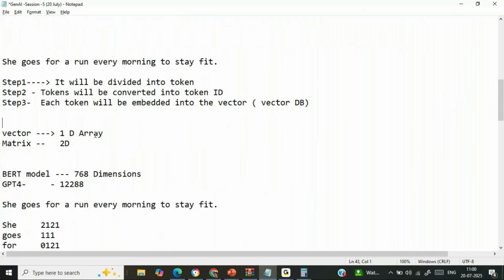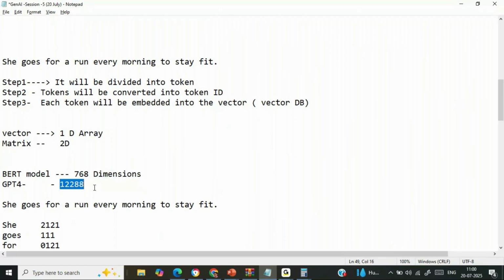Say GPT 3 has 12288 dimensions, and the BERT model has 768 dimensions. It means every token inside the BERT model has 768 weights. Default weights. Those particular weights will be fine tuned when passing through the attention mechanism and the MLP mechanism, the MLP layer basically.